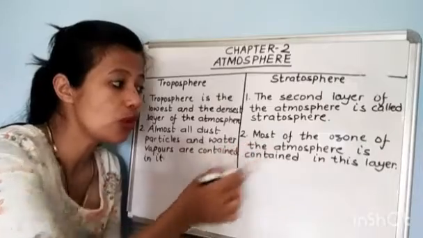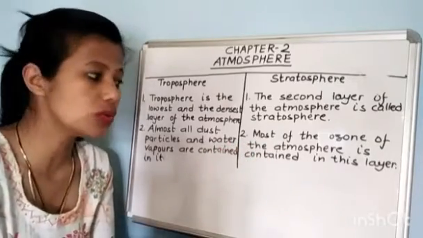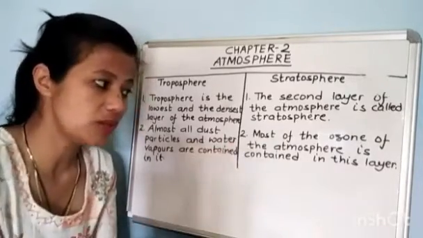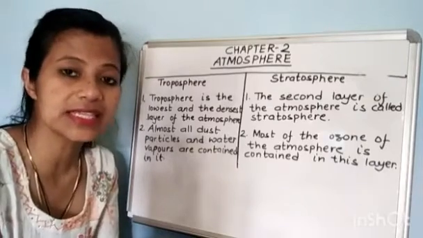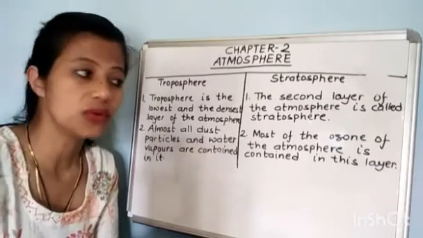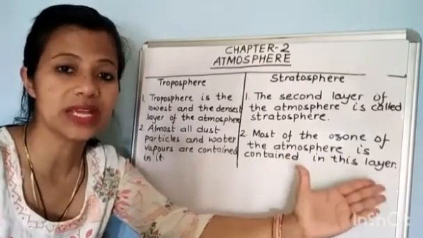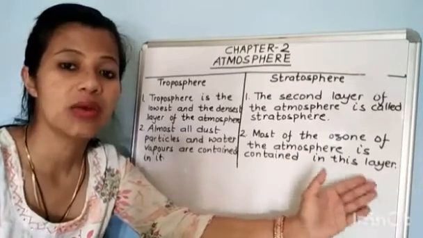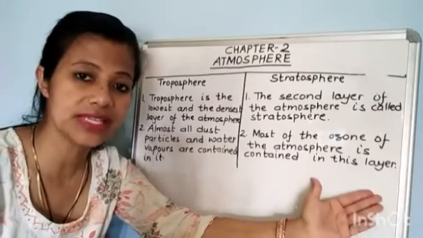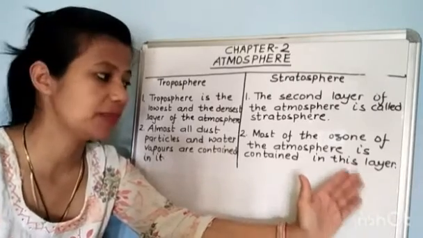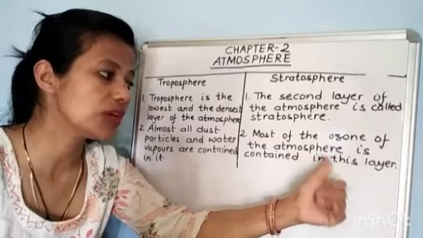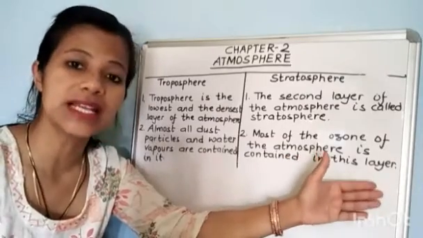Stratosphere: most of the ozone of this atmosphere is contained in this layer. What does the ozone layer do? It protects us from ultraviolet rays coming from the sun. Most of the ozone of the atmosphere is contained in this layer.